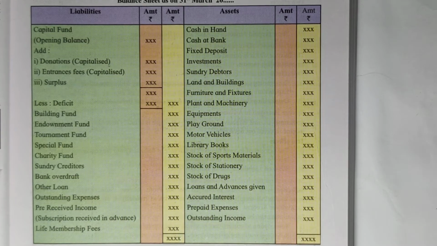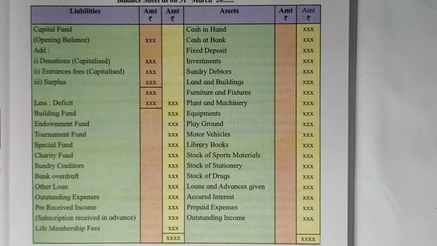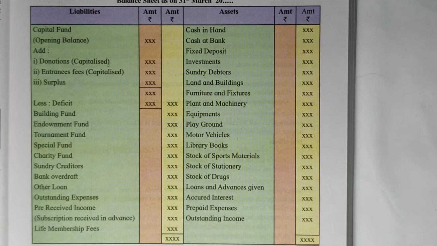Purchase of furniture is capital expenditure. It is to be recorded in the balance sheet, asset side. Balance sheet indicates the financial position of any business on a particular date, usually at the end of the year.